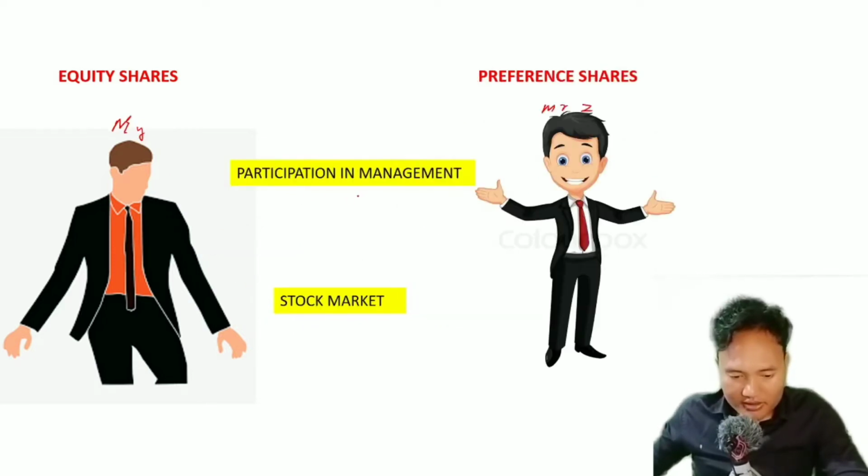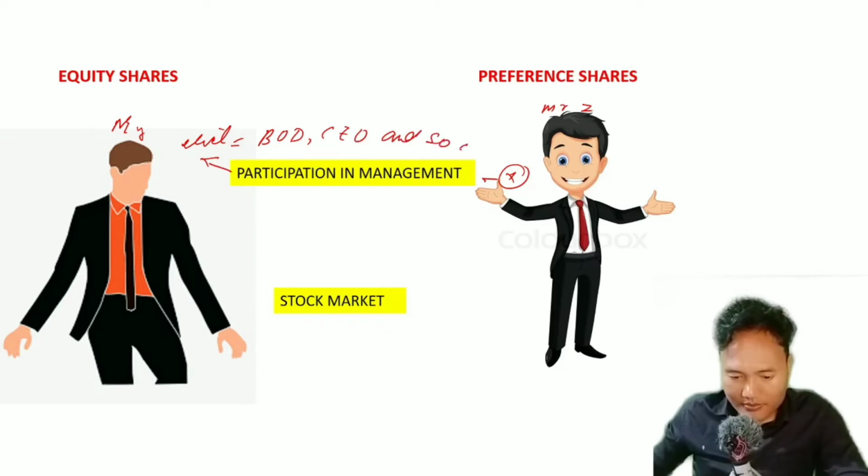The next point is participation in the management. They cannot participate in any decision-making process of the company, whereas equity shareholders are the sole authority to participate in the management of the company, okay? When we talk about participation, as I have said in the previous slide, they can elect the board of directors, CEO and so on. It is the equity shareholders who are entitled to appoint all those in the management of the company.